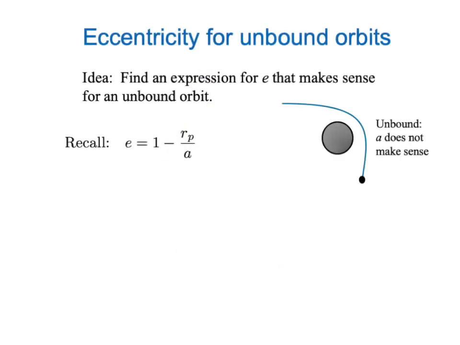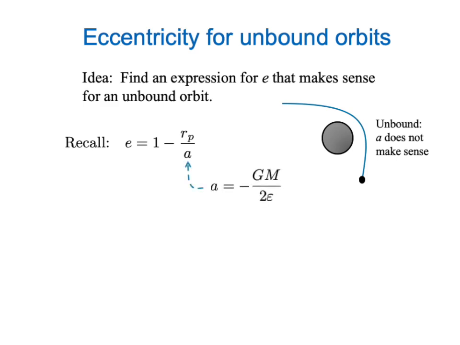Let's show what we mean by thinking about the eccentricity for an unbound orbit. Our idea is to find an expression for eccentricity that makes sense even if the orbit is not an ellipse, if it's unbound. So let's recall that for an ellipse, the eccentricity is 1 minus the paracenter distance over the semi-major axis. The problem is that an unbound orbit is infinite. It doesn't have a semi-major axis. This expression doesn't make any sense.